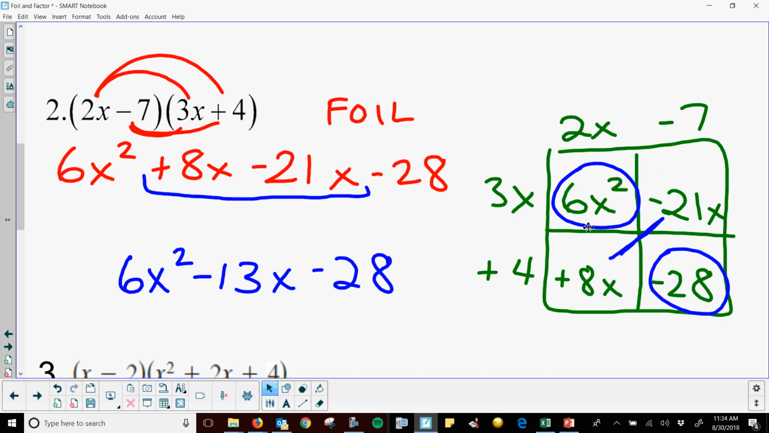I was showing my kids the box method. This is kind of like doing DNA in biology, where you take one term here and one term there, and you fill in all the boxes by multiplying. I like this method because it keeps everything a little more organized. Your like terms are usually catty-corner from each other, and you still get the same answer. It's still 8 minus 21. 8 and negative 21 become negative 13. You still get the same answer.